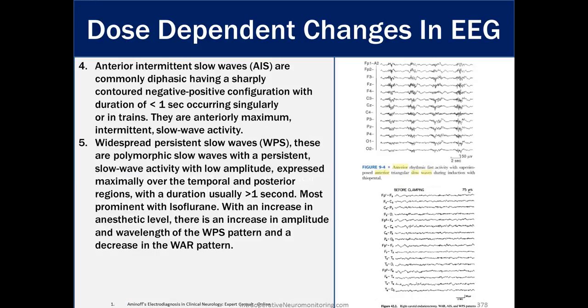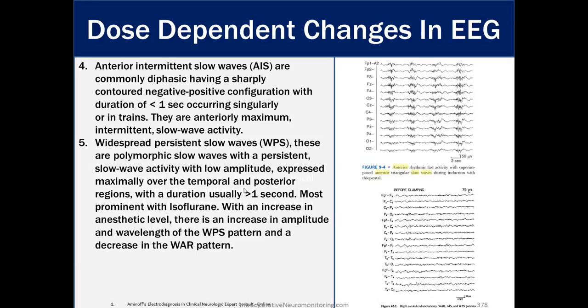Anterior intermittent slow waves, or AIS, are commonly diphasic, having a sharply contoured negative-positive configuration with duration of less than 1 second, occurring singularly or in trains. They are anteriorly maximum intermittent slow wave activities, and here we have a picture of it.